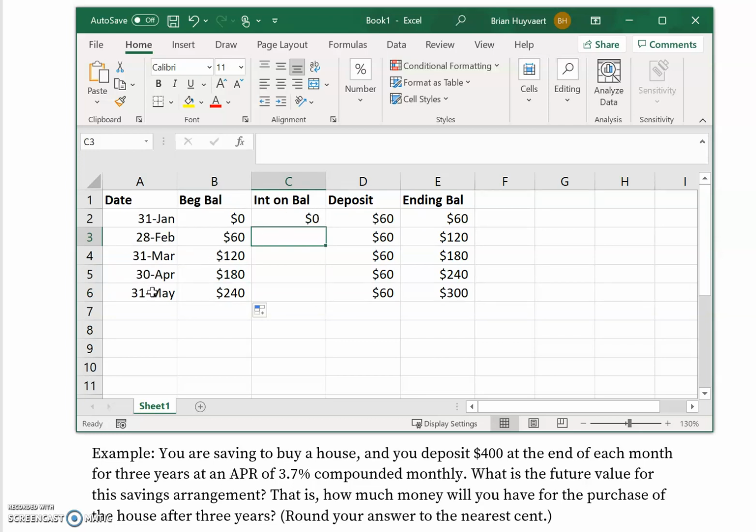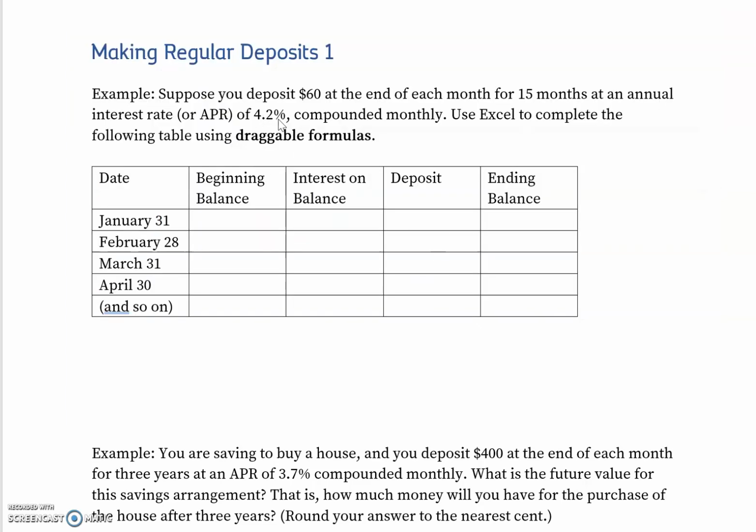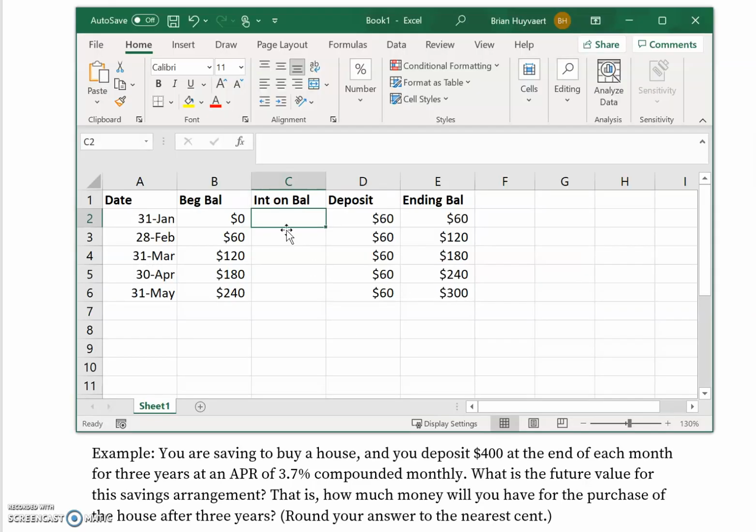and we're just doing this for a few months. So I'm not going to go through the entire 15-month thing. Really, the goal of this was to get a sense of what's happening with this. So what we know is that we're earning interest throughout this month on whatever the balance was that we started with. So even the very first month, we could write it as a formula instead of just saying $0. We know it's going to be zero because we didn't have any money, but let's see how that would actually work. So if we go back to our problem, we have a 4.2% APR, and it's going to be compounded monthly. So we've seen something like this before.